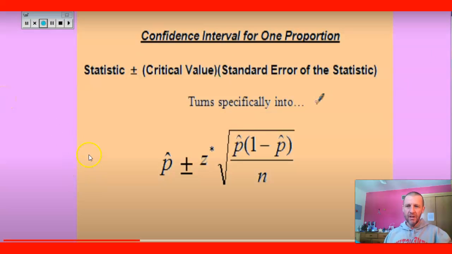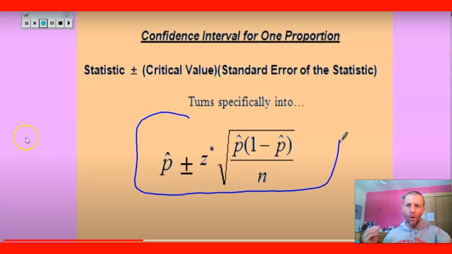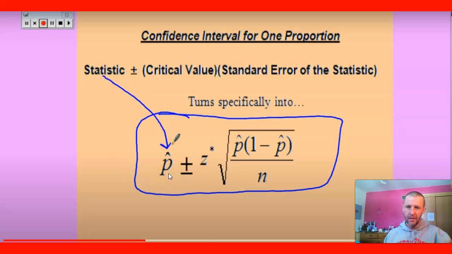Okay, so here it is in all its glory. This is what a confidence interval for one proportion looks like. We went out and we took one p hat. We found a statistic, that was a p hat, plus or minus.